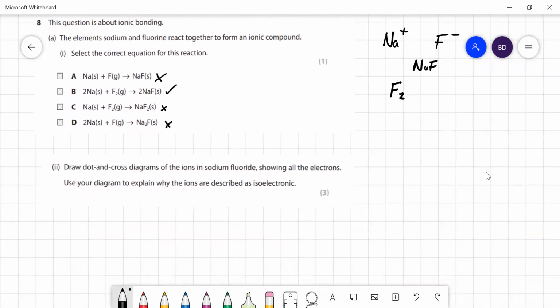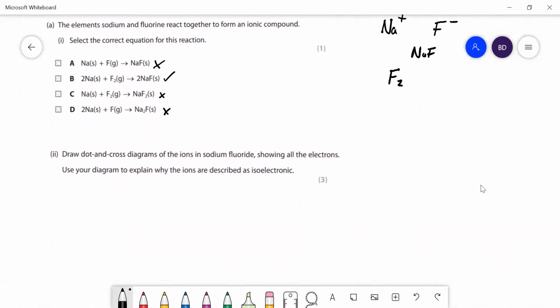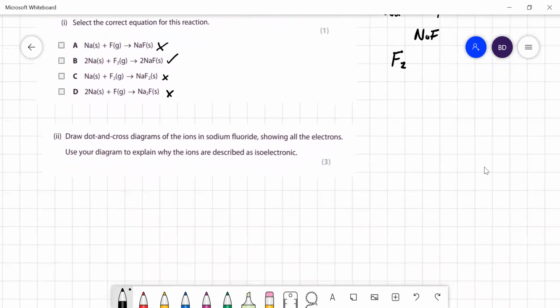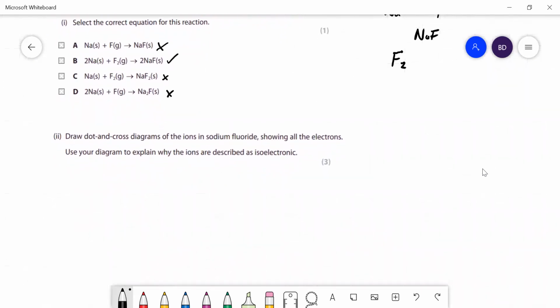And 2, draw a dot cross diagram of the ions in sodium fluoride showing all the electrons, and use your diagram to explain why the ions are described as isoelectronic. So fluorine is atomic number 9, so it's going to have 2 in the first shell and 7 in the second shell. So the fluoride ion is going to gain 1, that's going to be 2, and then 8 in the second shell. We look at sodium, that's 11, so it's going to be 2, 8, 1. Sodium is going to lose 1 electron, it's going to form a single positive ion, 2, 8.